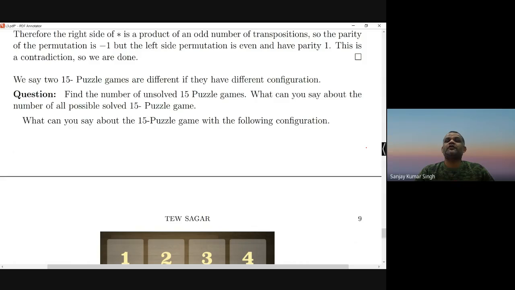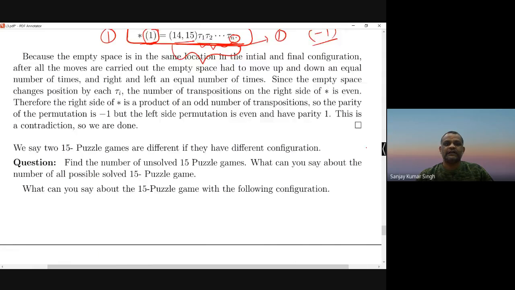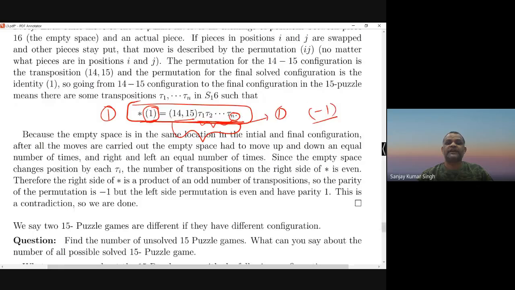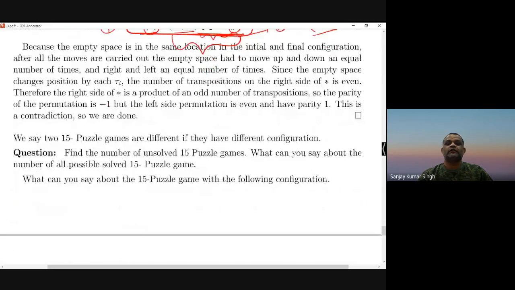The guess is very clear, because for this puzzle I proved that it cannot be solved using only parity, odd and even. Here the right-hand side was even and the left-hand side can be odd. But if it is even, then it can always be solved. So whenever it is even, you can solve it, and the number of all such even configurations is basically n factorial by 2. Since it is a 4x4 puzzle game and you are talking about S16, it will be 16 factorial by 2.